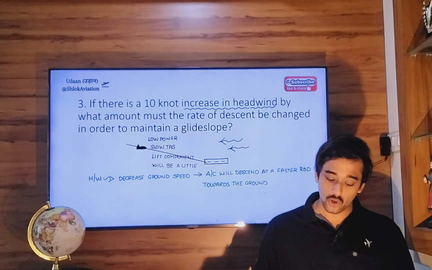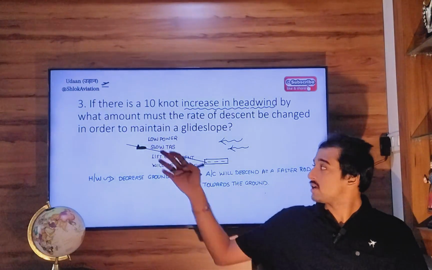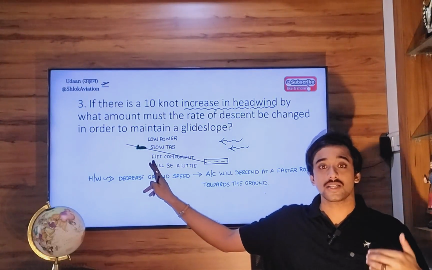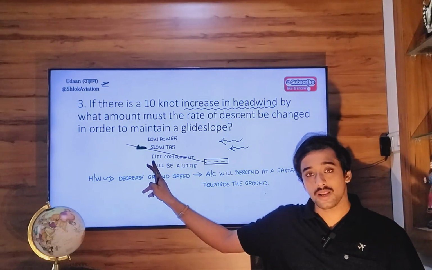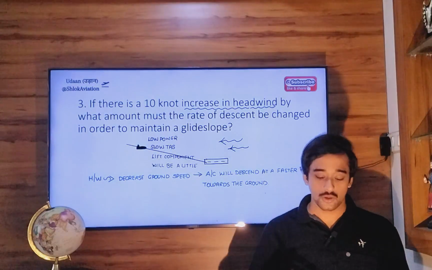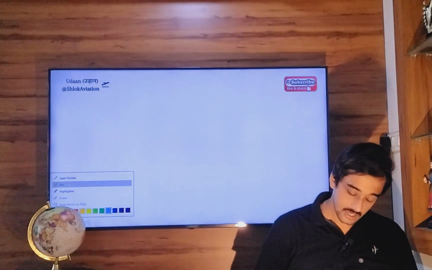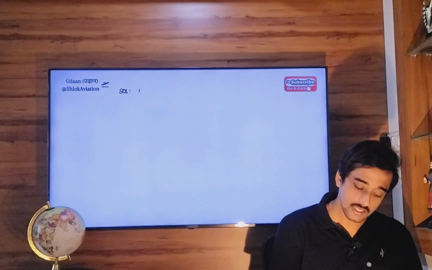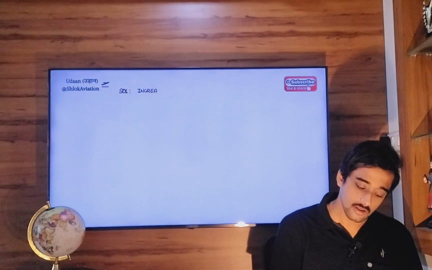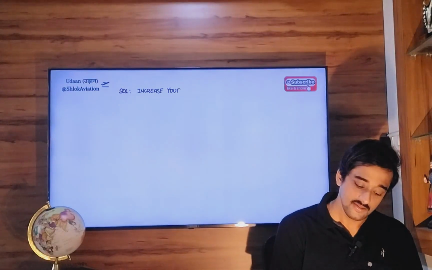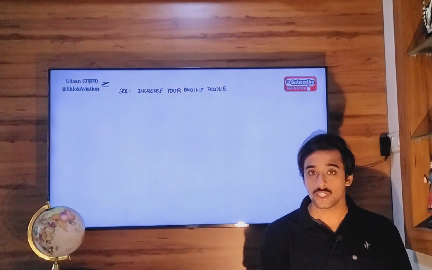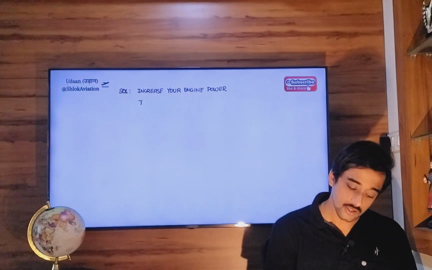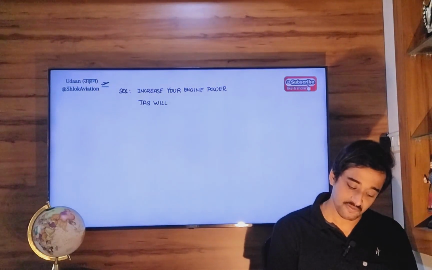So this is the problem, this is a challenge. When there is an increase in headwind component, you will come down towards the ground at a faster rate of descent. What is the solution to this problem? The solution will be to increase your engine power. When you increase your engine power, the true airspeed of your aircraft will increase.